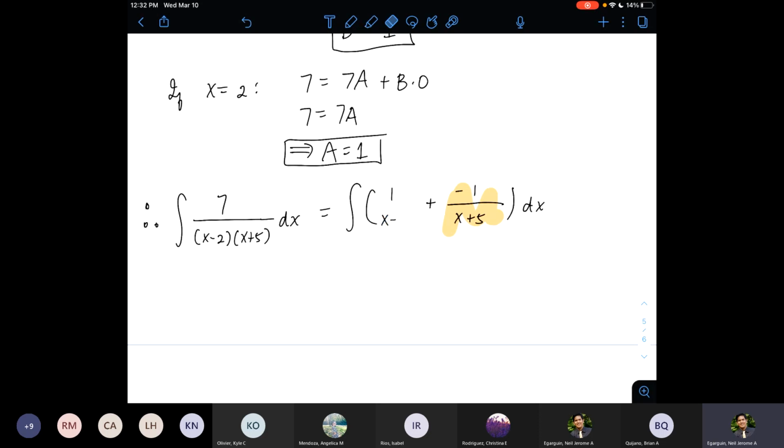And true enough, if you carry on with the integration, these are just a bunch of ln's. In particular, this is ln of the absolute value of x minus 2, minus ln of x plus 5, plus the arbitrary constant C.